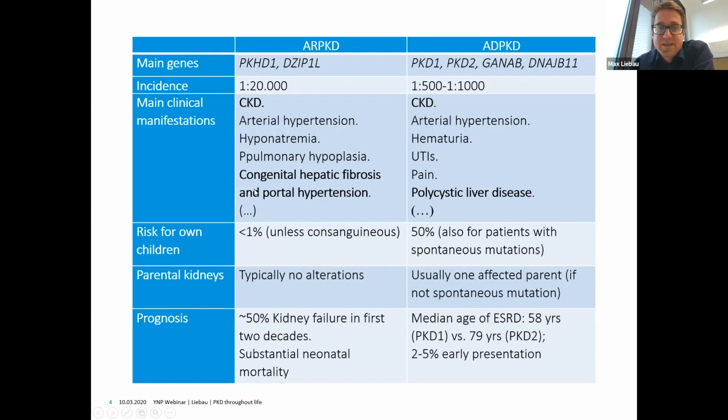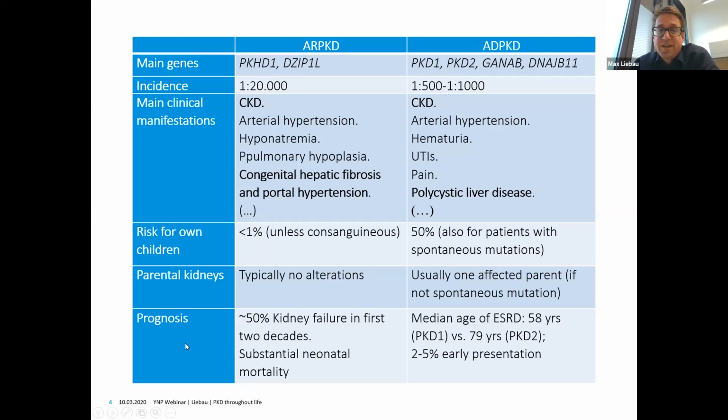For families, it is important to think about the risk for their own children, which is very low in ARPKD as a recessive disorder, and 50% in ADPKD. For us as clinicians, and especially as pediatricians, it may be helpful to look at the kidneys of the parents. With a recessive disorder, obviously there are no alterations, and in ADPKD, usually one of the parents is affected.